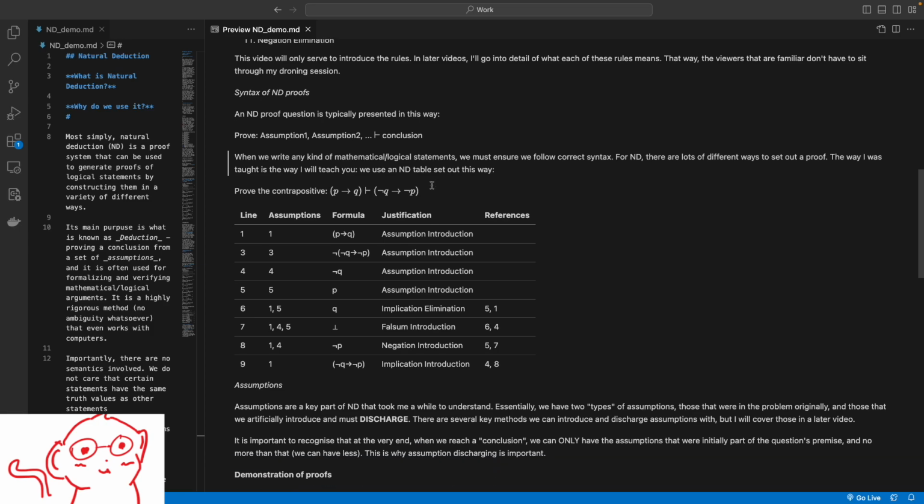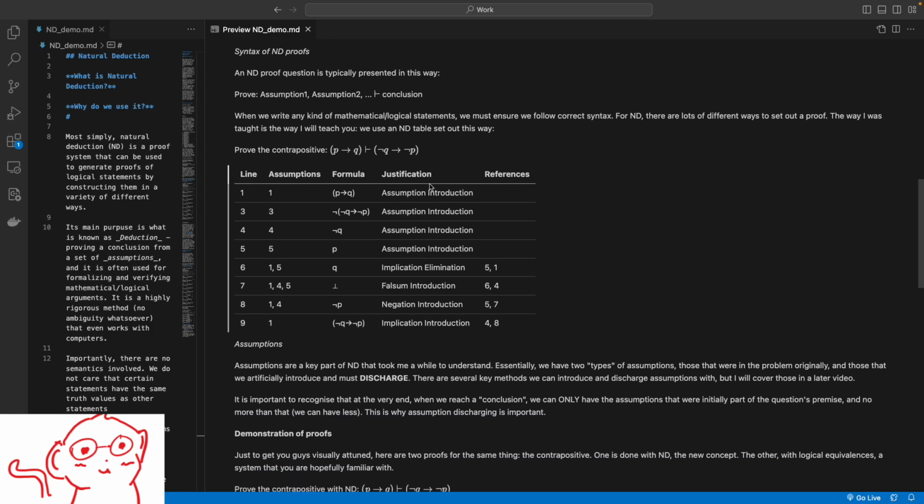So here's what a proof would look like. This is prove the contrapositive, and it's a pretty simple logical equivalence. P implies Q goes into not Q implies not P. Pretty elementary. We have a 5-column table. The first one is the line. It's like a programming language in an editor, you can cite the line that you're talking about.